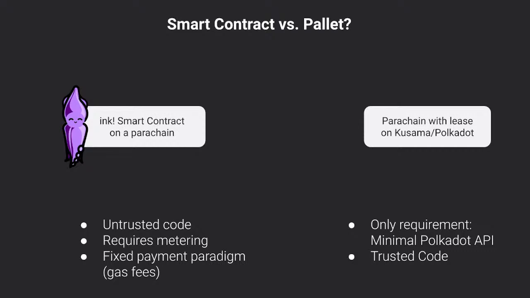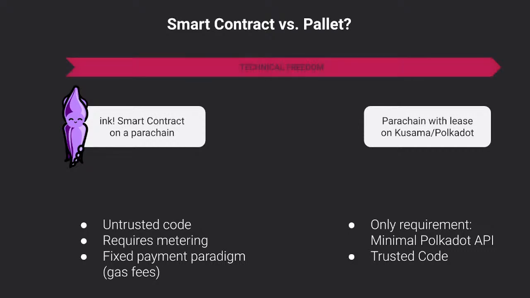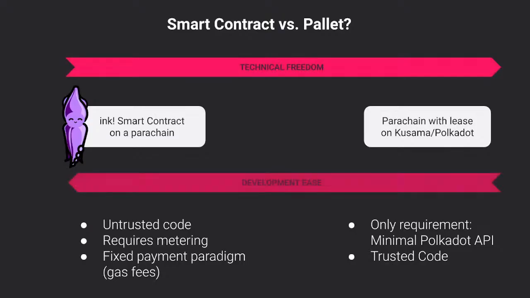What you should be aware of if you build smart contracts is that this is untrusted code. So this means that it's easy to develop, but there are things involved like gas metering.